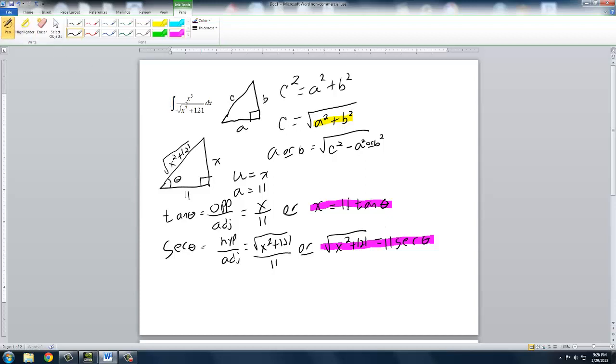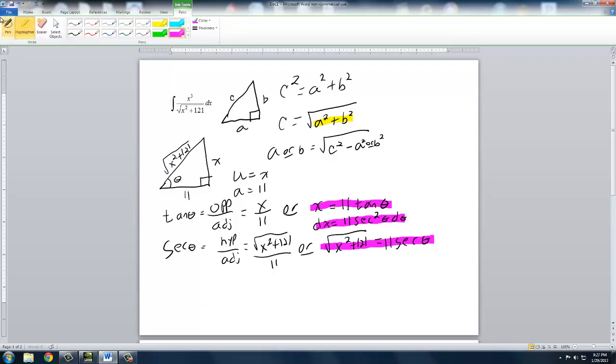We can deal with x to the third, because that's just cubing this, not a problem. We've got the square root on the bottom. That's just 11 secant theta. We don't know dx, so we have to find dx. All dx is, of course, just the derivative of 11 tangent theta. What is the derivative of 11 tangent theta? Well, it's 11 times the derivative of tangent, which is secant squared. So we're going to use this too.